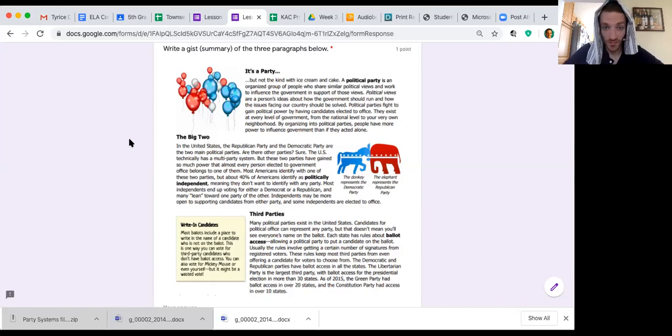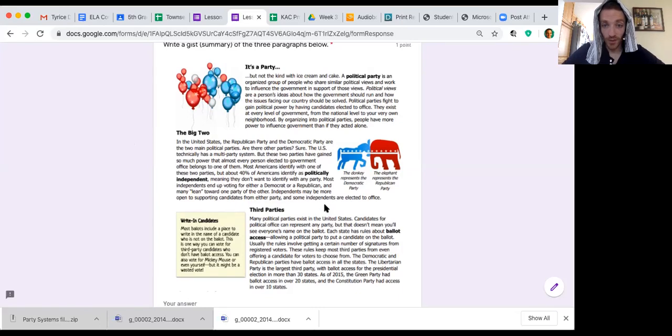Third parties. Many political parties exist in the United States. Candidates for political office can represent any party, but that doesn't mean you'll see everyone's name on the ballot. Each state has rules about ballot access, allowing a political party to put a candidate on the ballot. Usually, the rules involve getting a certain number of signatures from a registered voter. These rules keep most third parties from even offering a candidate for voters to choose from.